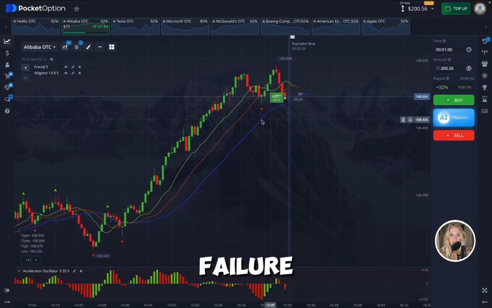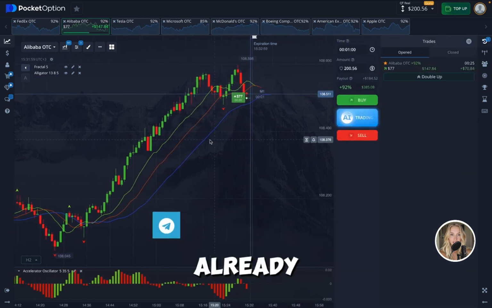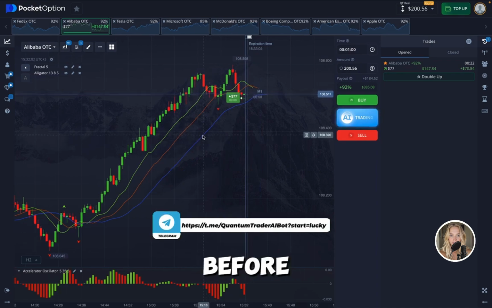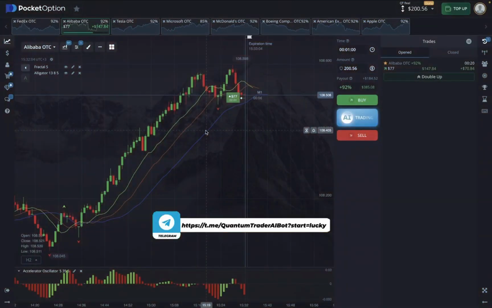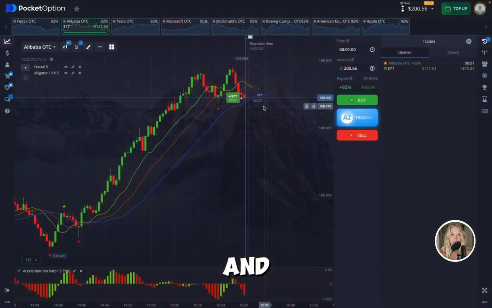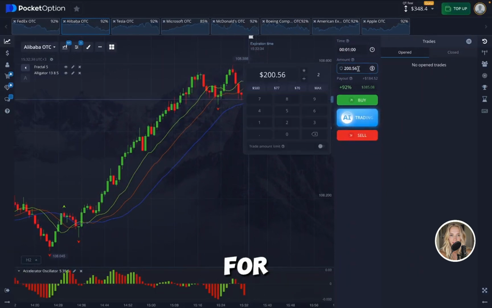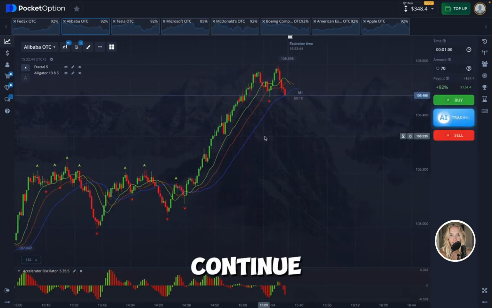And in case of failure of this transaction, I will open an additional $200 already, about 20 seconds before the position is completed. And the position is closing. Well, let's probably open the next trade for $70 as well. Select the next asset and continue trading.